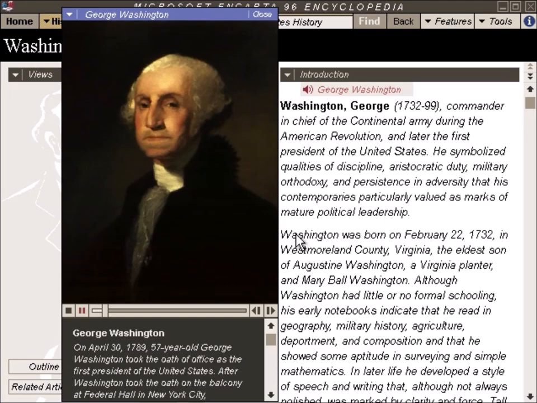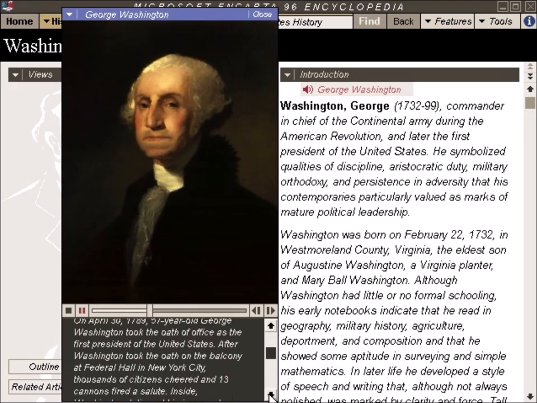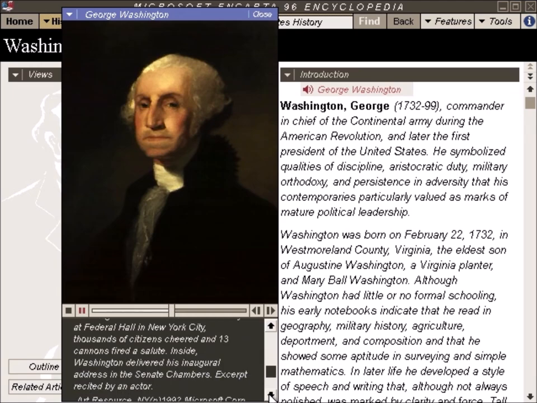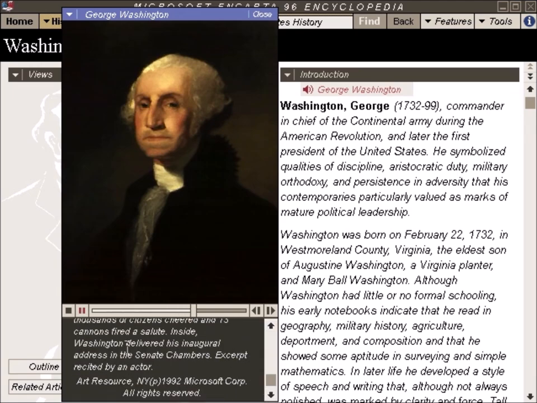The preservation of the sacred fire of liberty, and the destiny of the republican model of government are justly considered as deeply, perhaps as finally staked, on the experiment entrusted to the hands of the American people.